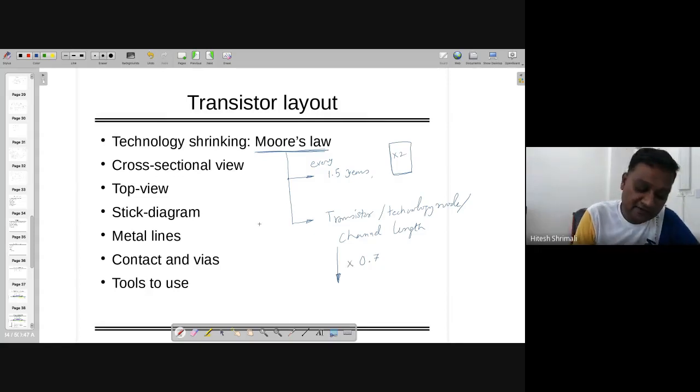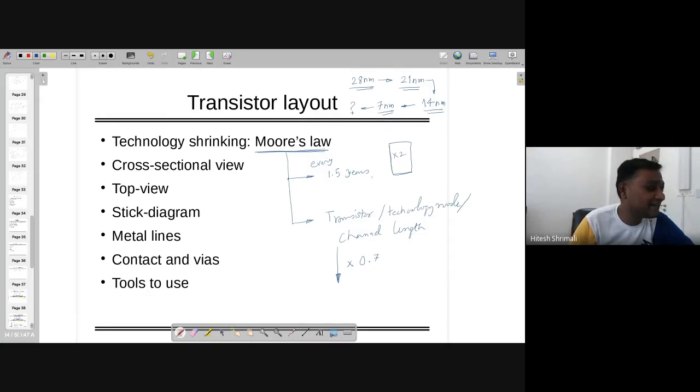So if I'm telling you that 28 nanometer technology was the technology node in 2011-12, the next technology node has to be 21 nanometer. If this is the 21 nanometer, next has to be 14 nanometer. If this is the 14 nanometer, next has to be 7 nanometer. Now you can predict which one has to be next, right? So these numbers are actually coming from Moore's law.